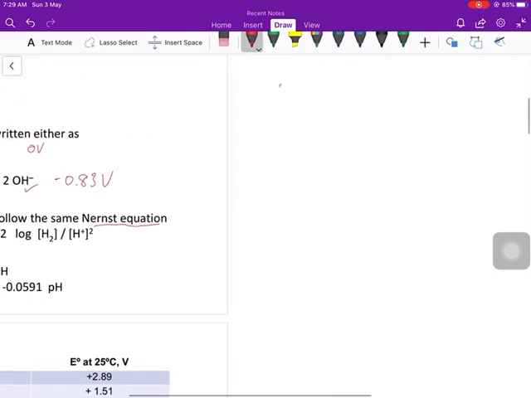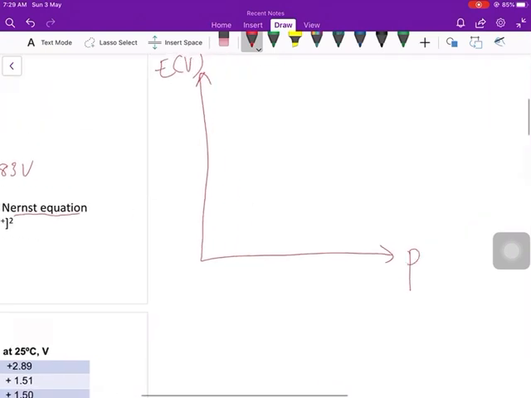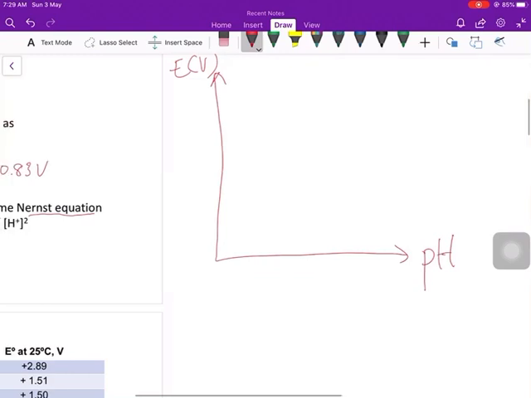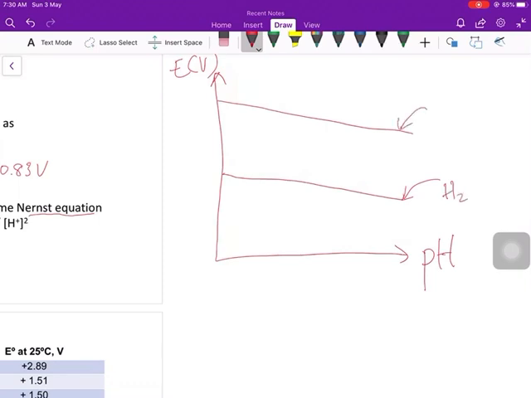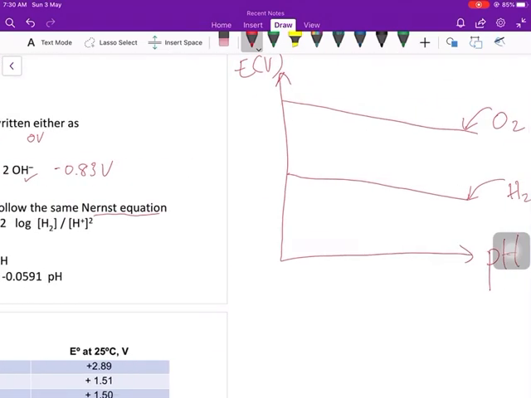For the top slide here, you are going to plot E in volt versus pH. At the end you must have 2 slopes. The bottom slope represents the hydrogen electrode reaction, and the top slope is the oxygen reaction. So this is pH from 0 to 14. At the middle is 7.